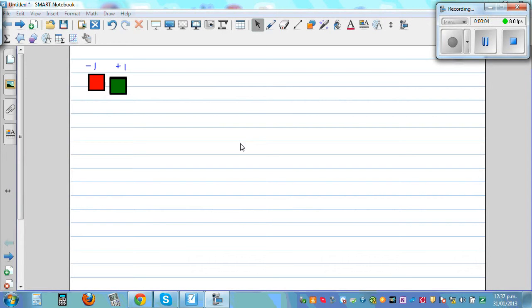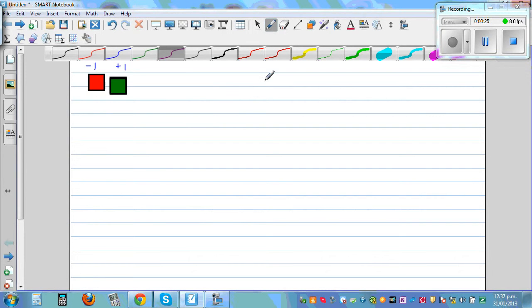In this video, I want to talk about subtracting integers. As I talked about in the last video, we're going to use the algebra tiles. We are going to accept that this negative tile is -1 and this green tile is +1.